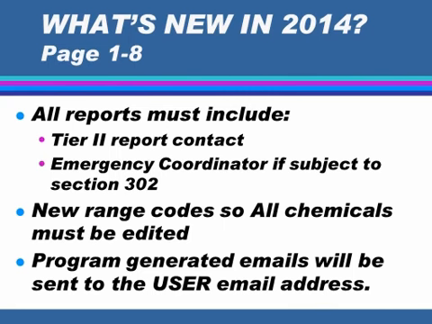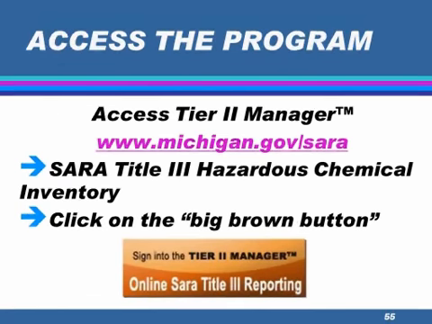New this year also, program-generated emails will be sent to the user email address. That's the person who has the account. In the past, those emails were going to the facility email address. Now they will go to your address. If you're putting in the information and you submit a report, you're going to get the notice that that report has been submitted. This is where you go to access the program, and I'm going to come back to this in a minute.